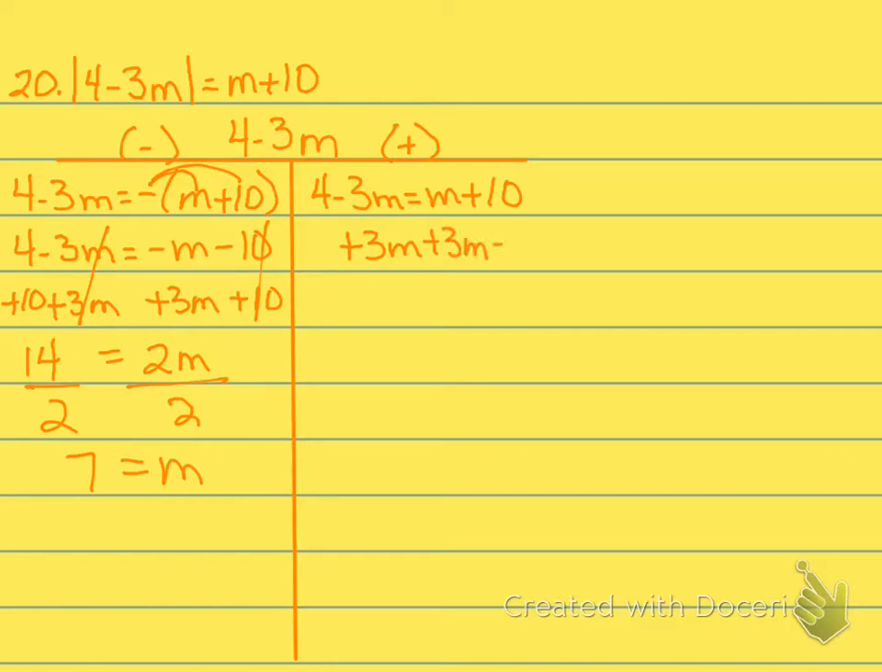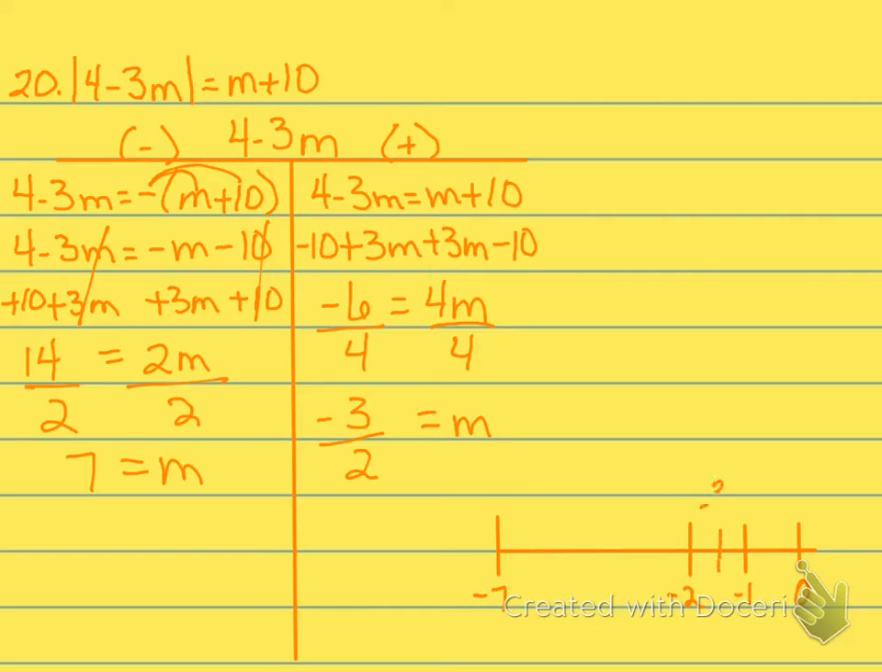On the positive side, I'm going to add 3m and subtract 10. I'm going to get negative 6 is equal to 4m. I'll divide that by 4. So m is equal to negative 3/2. Graph that out. There's my 0, my 1, and my 2, and my negative 7. Halfway between negative 1 and negative 2 is negative 3/2. So I put my points at negative 3/2 and negative 7.